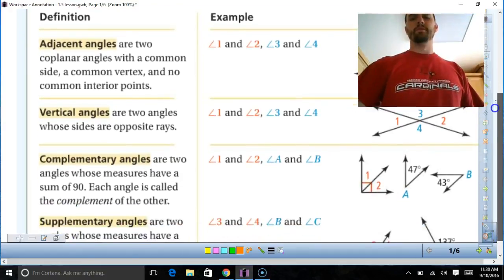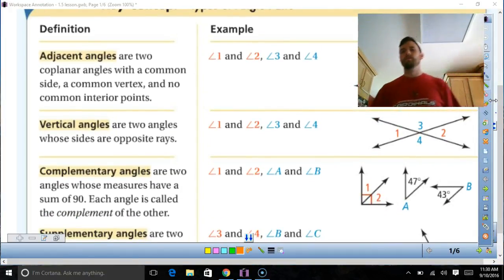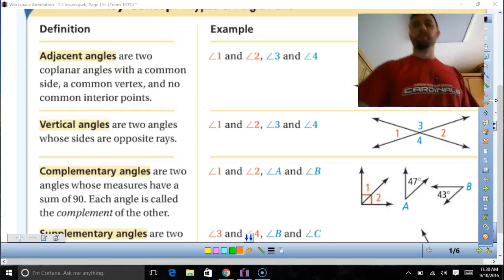Vertical angles. Vertical angles make like a bow tie.